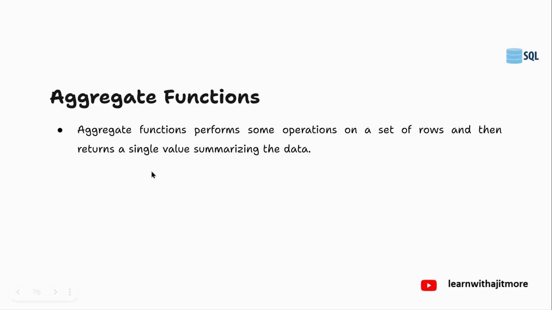So an aggregate function operates on a set of rows and then returns a single value summarizing the data. See, all aggregate functions perform some operation on some set of input values, and they summarize all those values and produce a single value as a result.